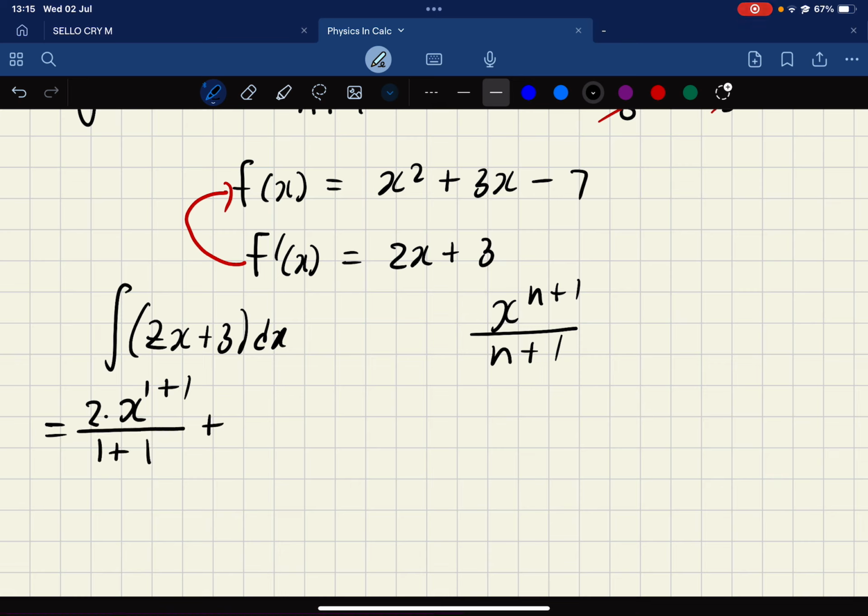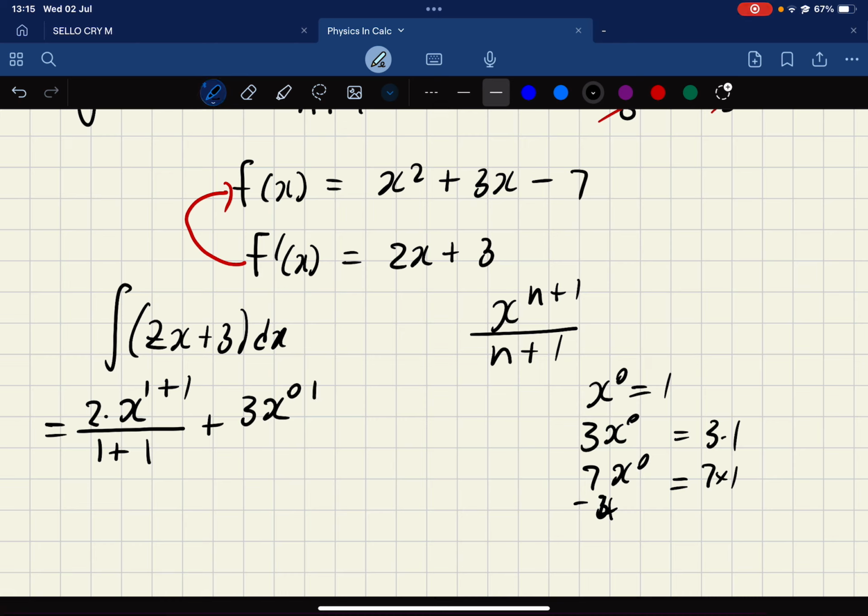Then we say plus. We come to 3. Remember, always, all the time, we have x to the 0 is equal to 1. Meaning where there is any constant, let's say 3, 7, negative 4, we also have x to the 0, because it's the same as 3 times 1, 7 times 1. Meaning here we're also going to add 1. Then we divide by 0 plus 1. Then we say plus c. You will see why I say plus c.